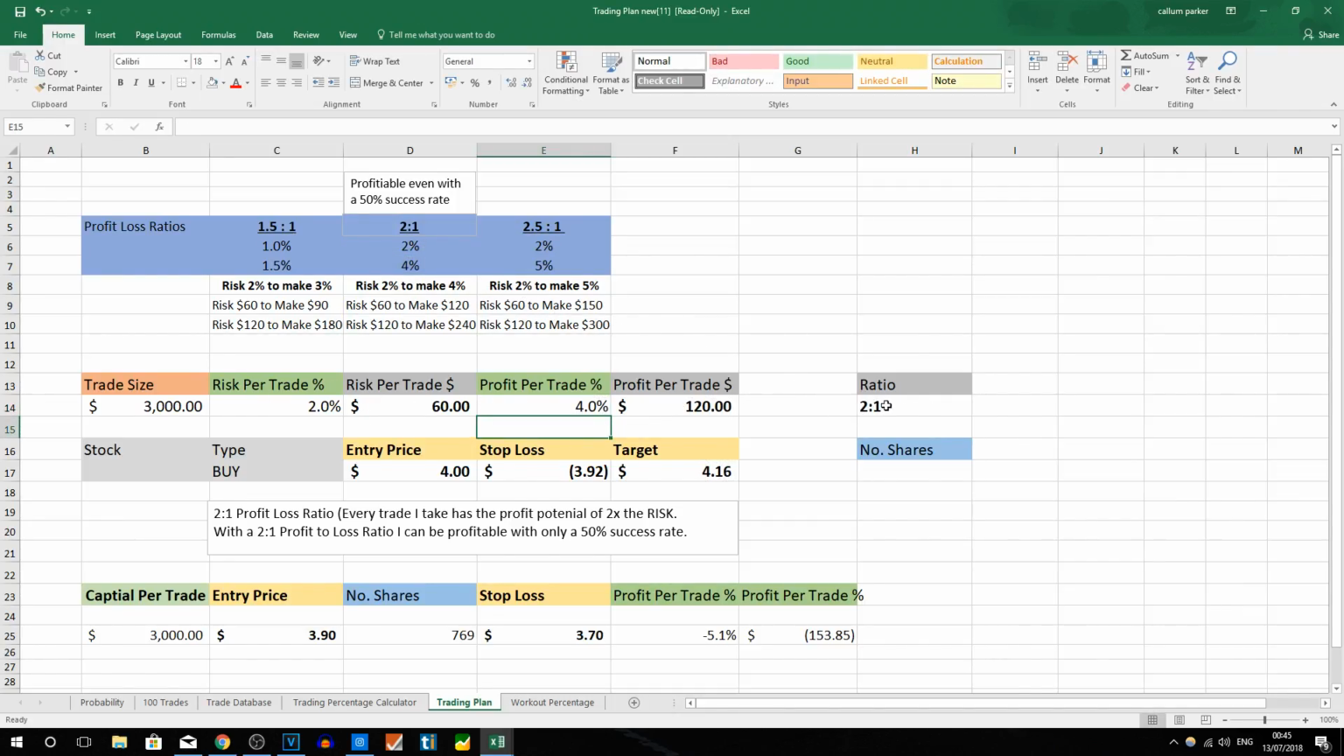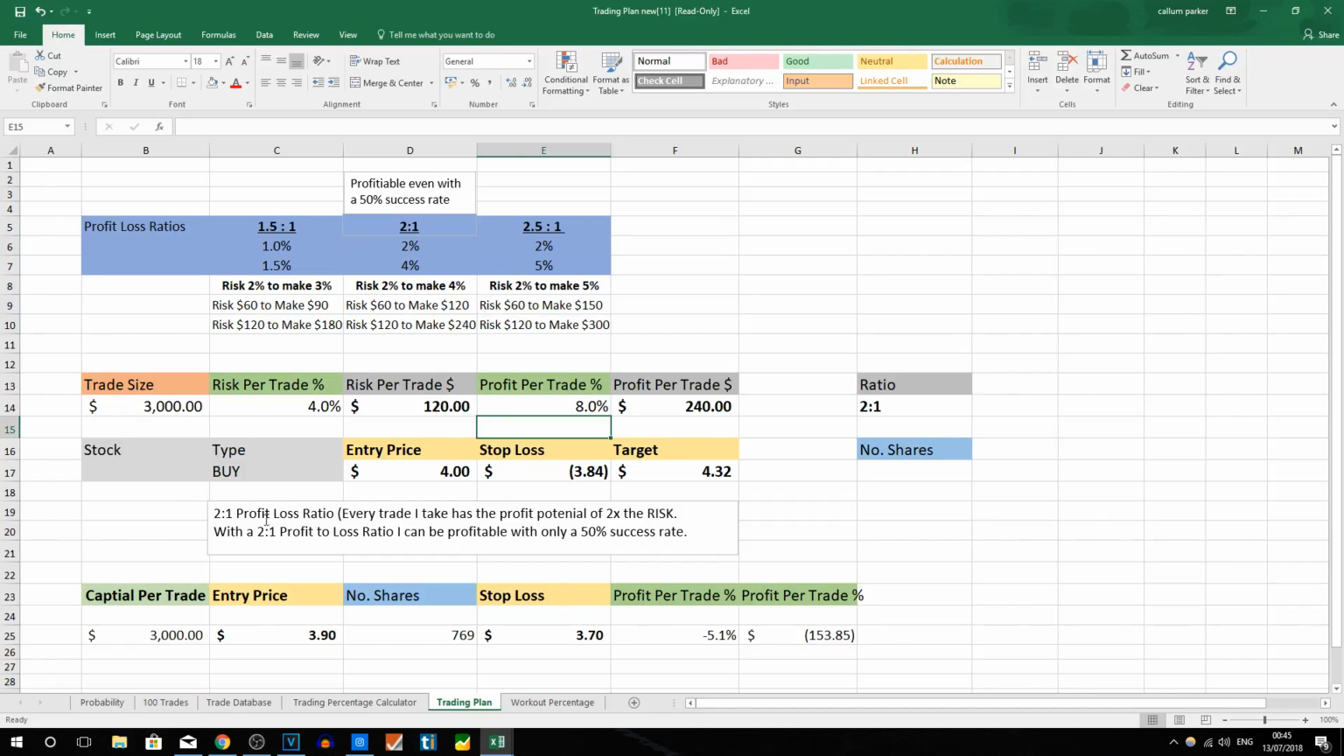So basically this calculation here, which I've inputted, works out the ratio every time I put something in. If I change this to, let's say, 4%, it'll say I've got a 1 to 1 ratio, which basically means you're risking 4% to make 4%, which is terrible. You don't ever really want to be doing that. But if you change this to 8%, then now you've got a 2 to 1 ratio, so you're risking 120 to make 240.